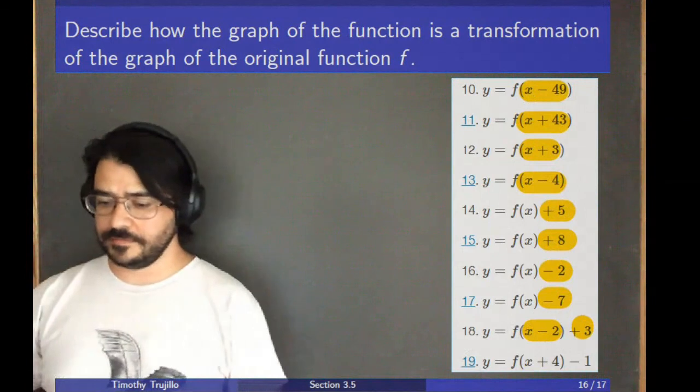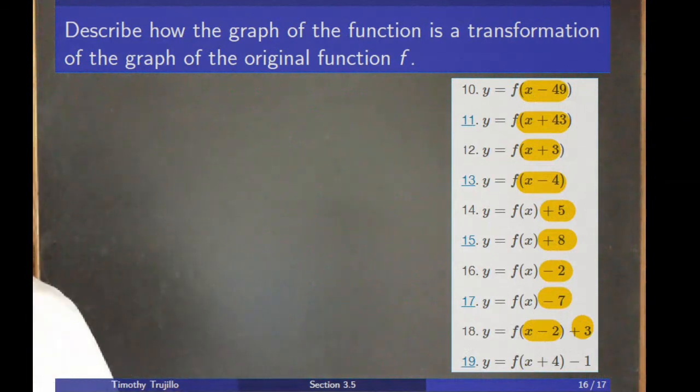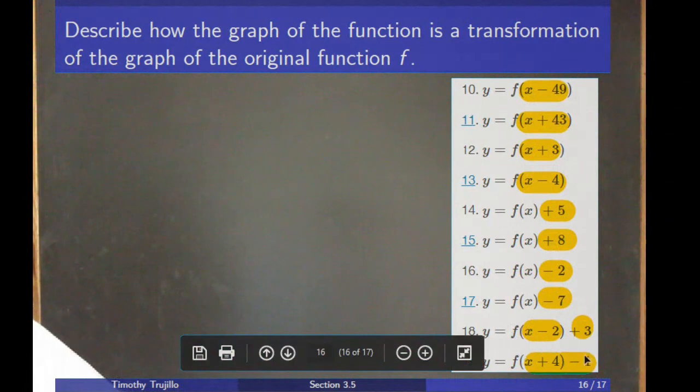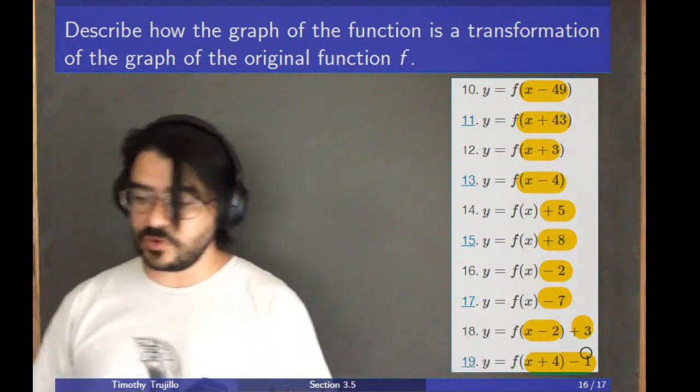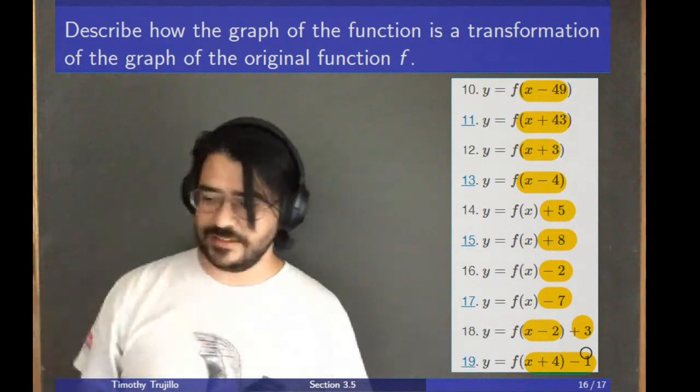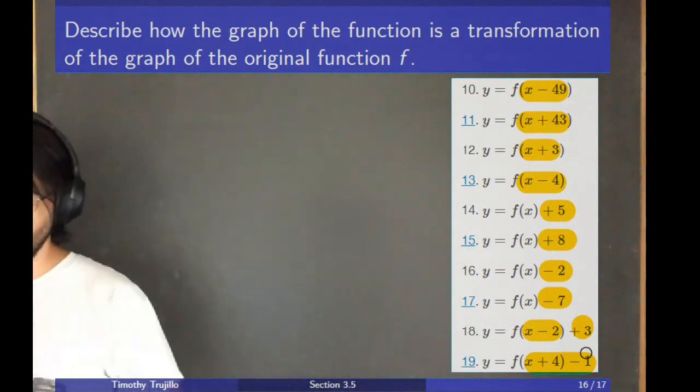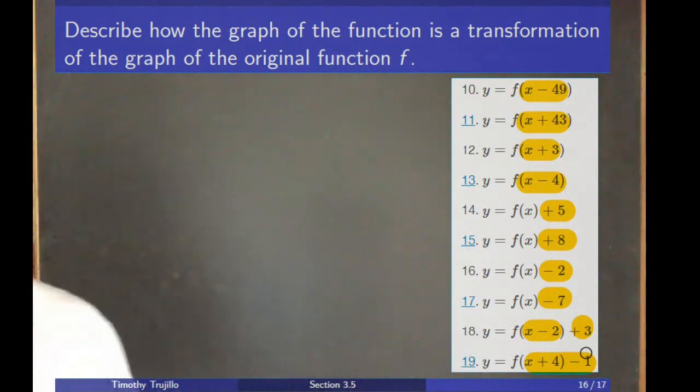So first quadrant, right? And then last one. Okay, great. Plus 4 means left. Yeah, left. And then up, oh, I'm sorry, down 1. Minus 1 means down. Awesome, guys.